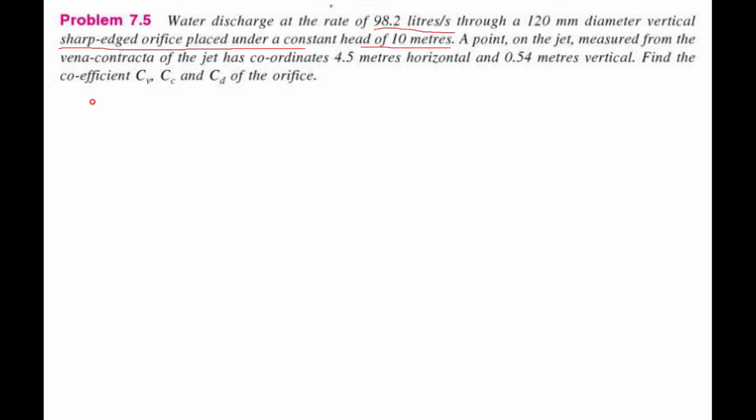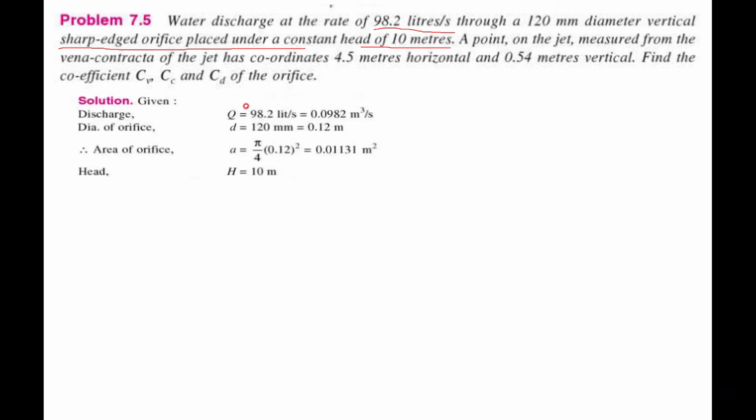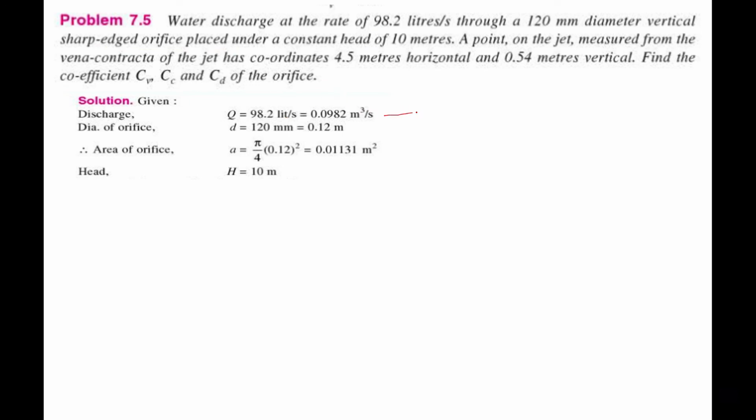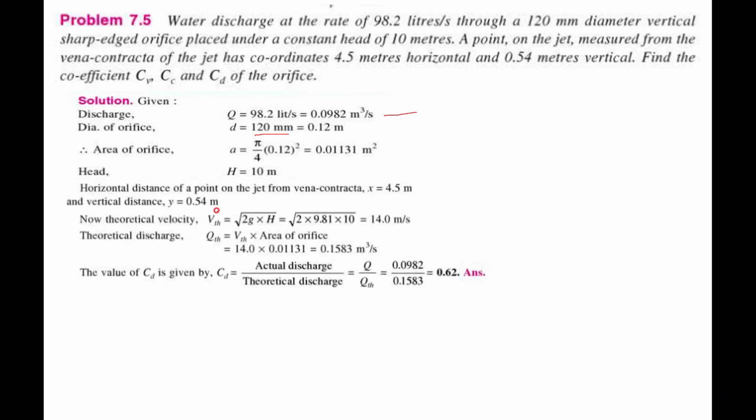Again, a similar kind of problem as we have solved previously. Here the discharge is given directly, that is Q actual. So let us write the given data. The discharge is given as 98.2 liters per second, and convert it into meter cube per second. Then the diameter of the orifice is given as 120 millimeter. Write it in meters. Then calculate the area of the orifice. Then the head of the water is given.